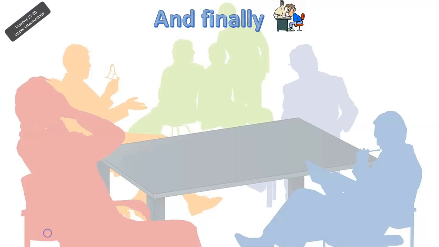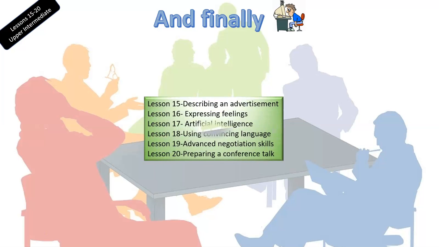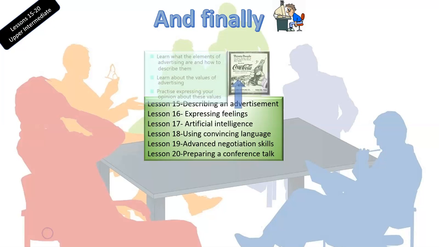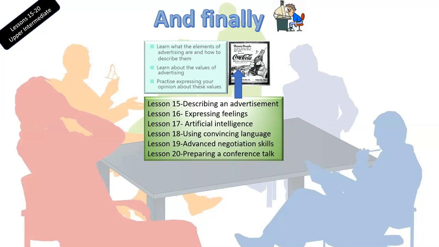And finally, the last leg of this journey, from lessons 15 to 20, you will be moving from intermediate to an upper intermediate level of English that you can use in business. Here are the lessons that are in this part. First of all, describing an advertisement. You'll learn what the elements of advertising are and how to describe them. You'll learn about the values of advertising and how to argue for them.